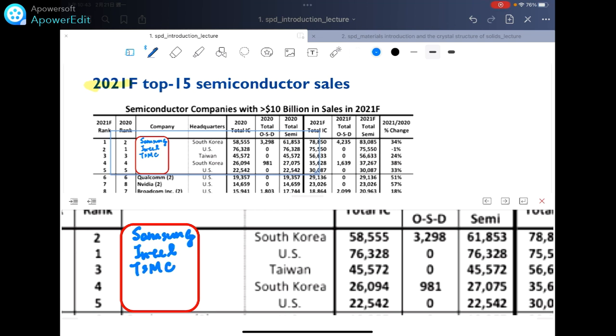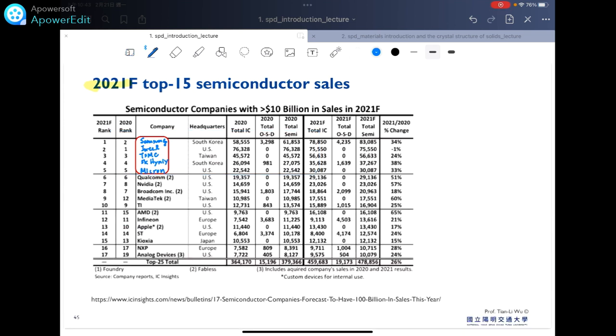And we also have the fourth one and the fifth one. The fourth one is also from Korea, SK Hynix. They mainly produce memory. And also we have Micron, which is also mainly related to memory as well. And you can see there are still many, many companies here. If some of you want to find a job in the future, you can look at this list.